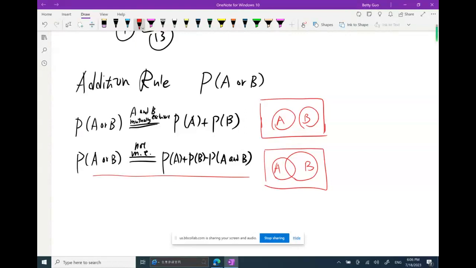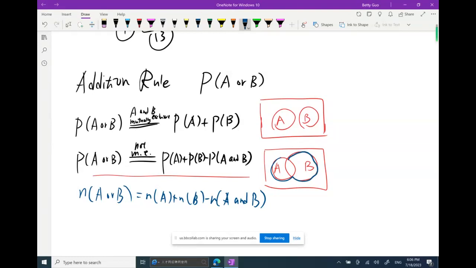I don't know if you remember this formula from chapter 2. Cardinal number of A or B is the cardinal number of A plus cardinal number of B minus cardinal number of A and B. Or just think about the area. The area of A or B, this region, equals the area of A plus area of B minus the area of the overlapping part. Because we counted twice, we have to subtract one time.